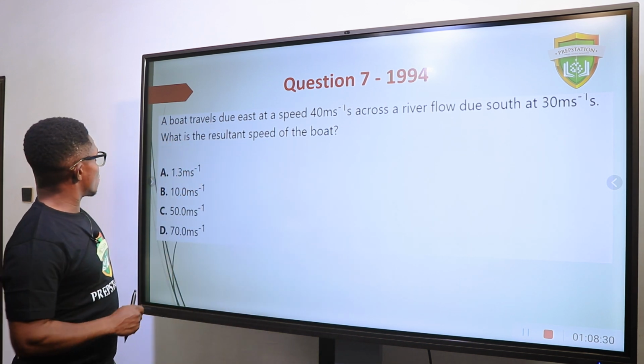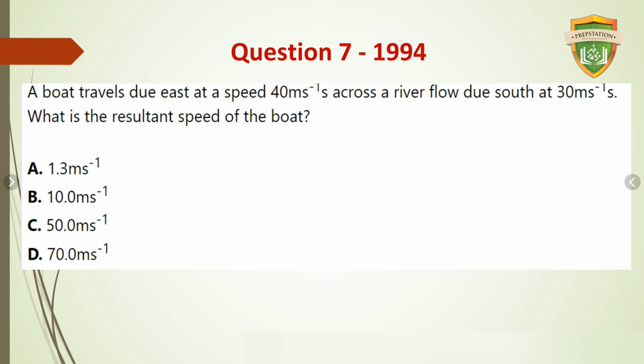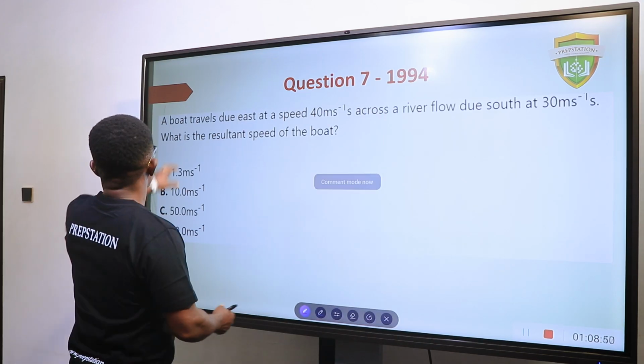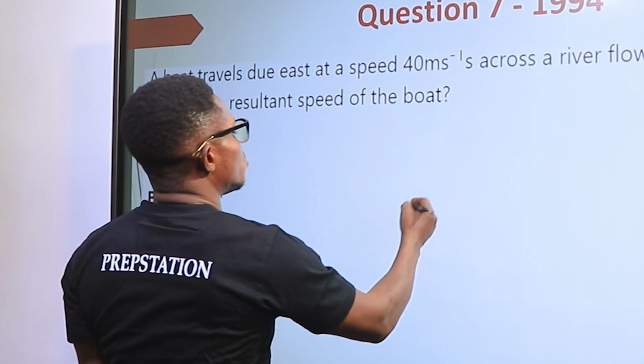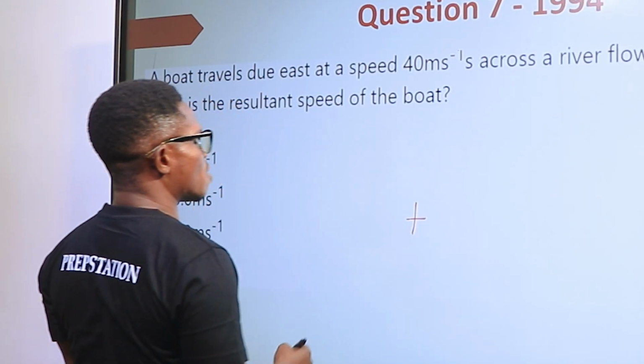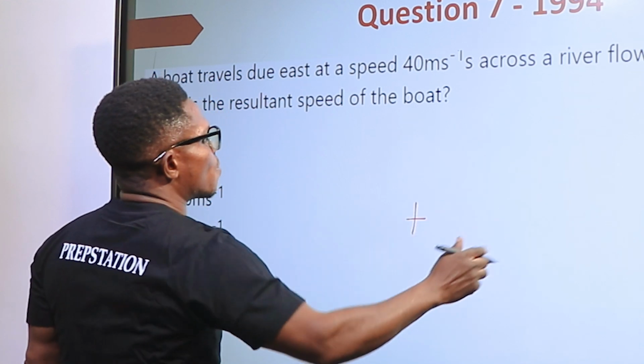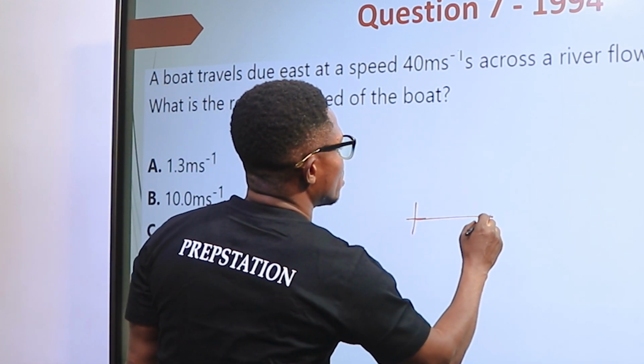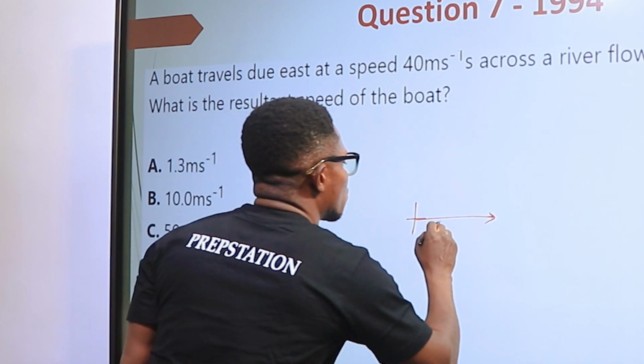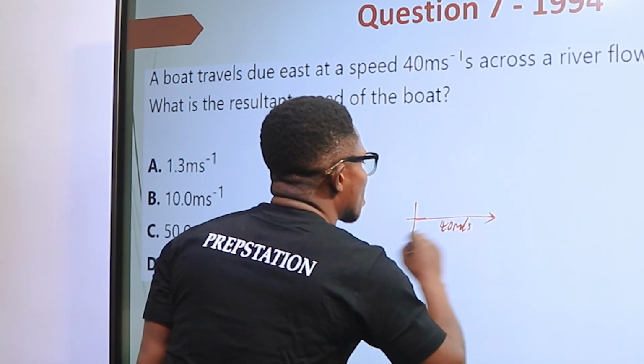All right, let's look at another one. A boat travels due east at a speed of 40 meters per second across a river. A river flows due south at 30 meters per second. What is the resultant speed of the boat? Okay, to answer this type of question, you need to make a little sketch. Start by drawing the cardinal points. Due east is to my right, so the boat is going due east. Put your arrow to show that it's a vector, and then 40 meters per second.